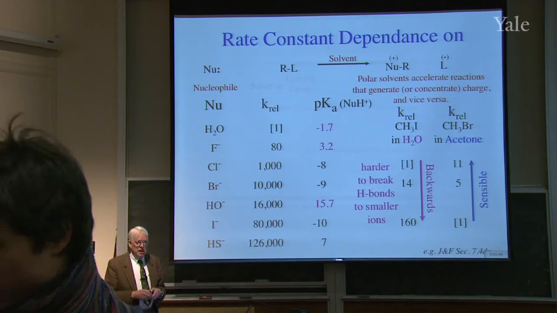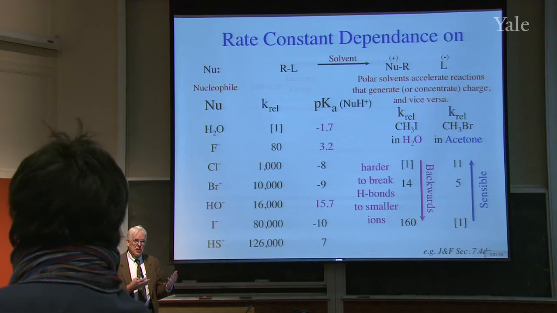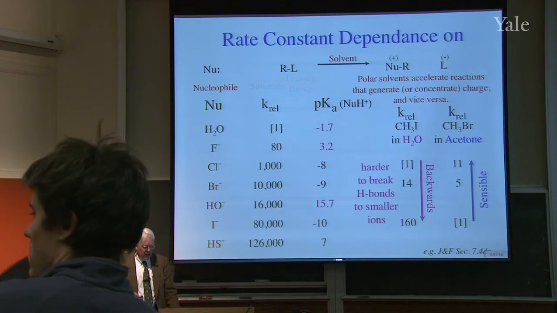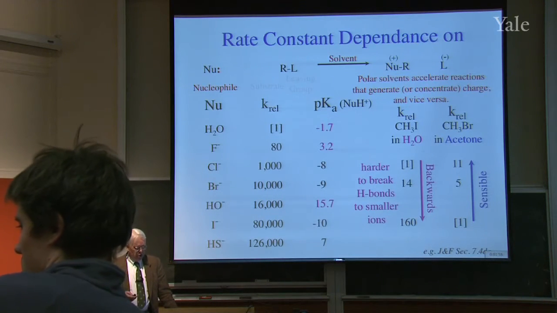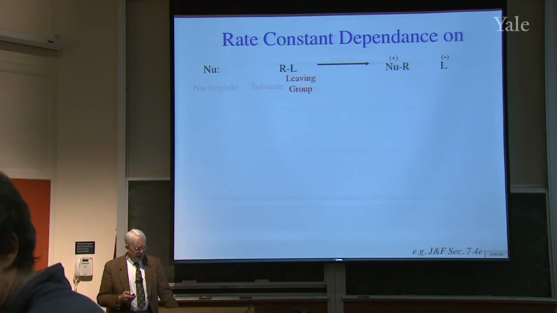If charge is being destroyed in the reaction, then a polar solvent will stabilize the starting materials more than it does the transition state, and the reaction will slow down. So that's an important consideration in choosing a solvent for a reaction.